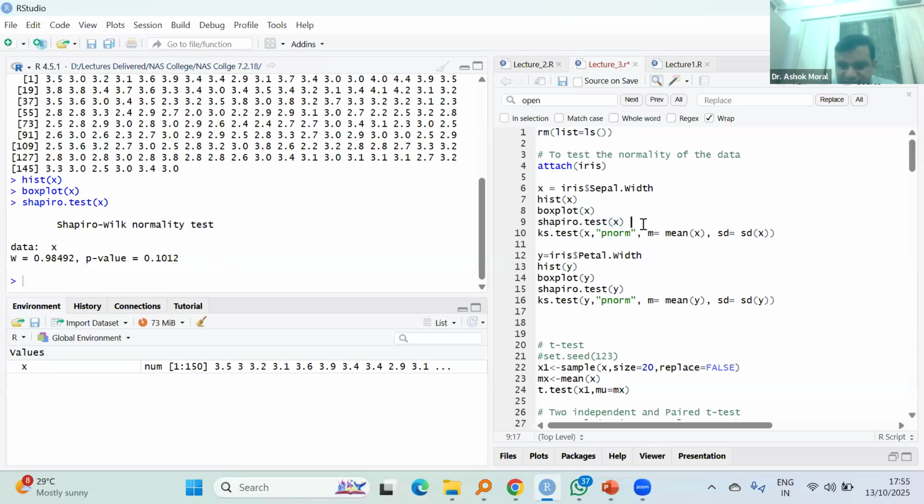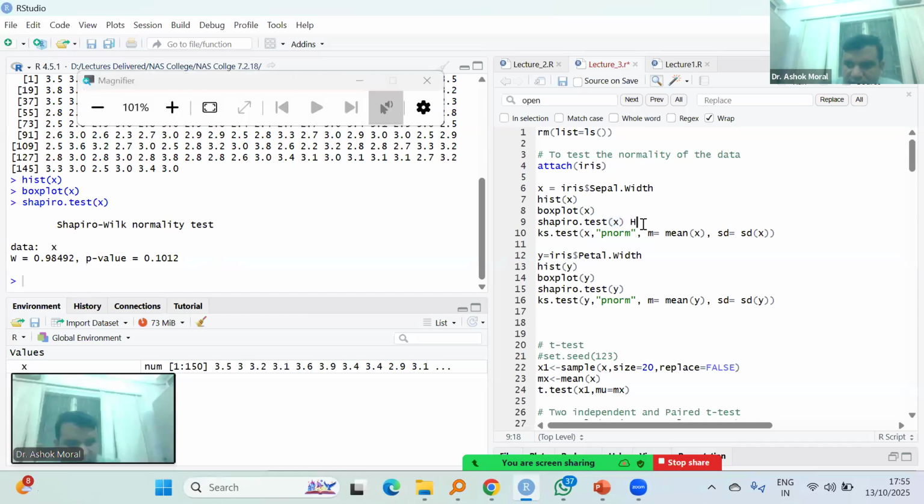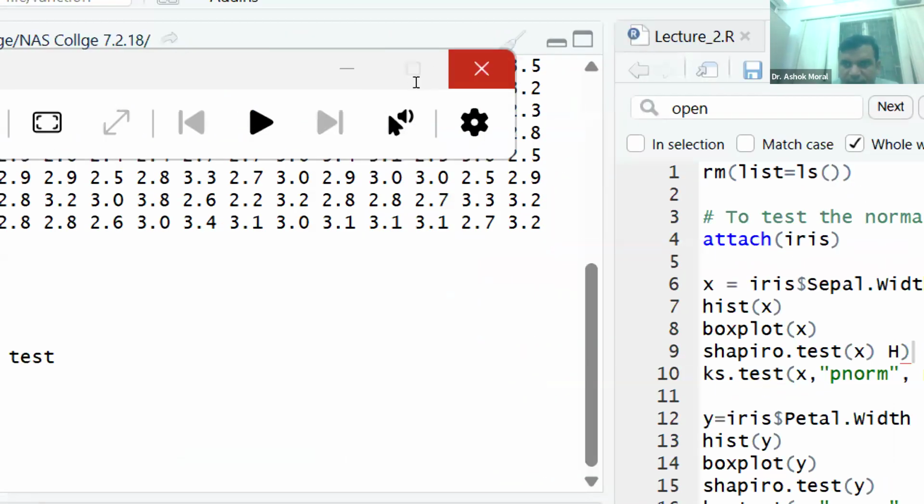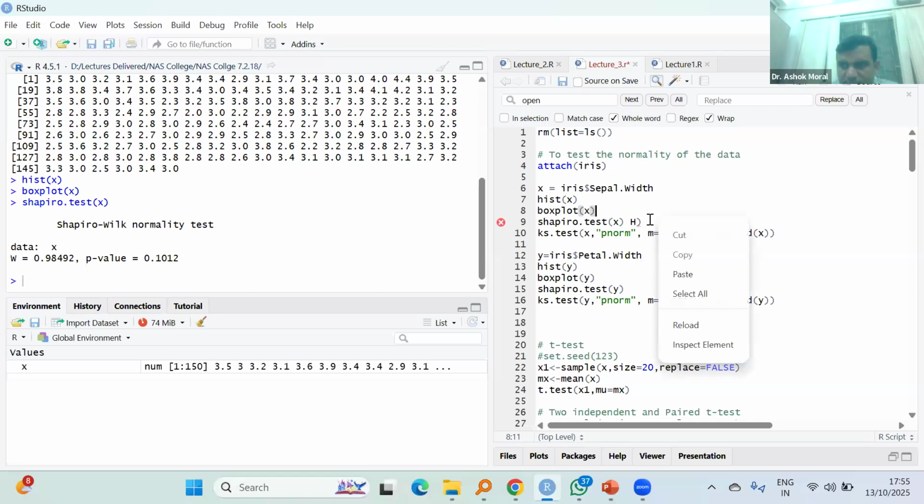The null hypothesis, H naught, is such that data is normally distributed. That is the null hypothesis for these tests, for whichever normality tests we have.